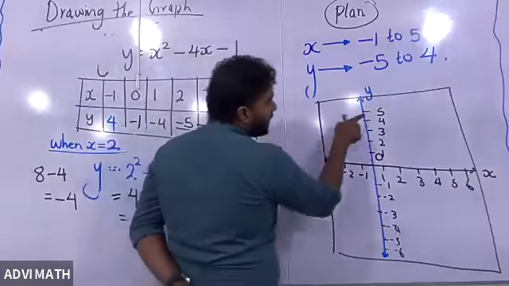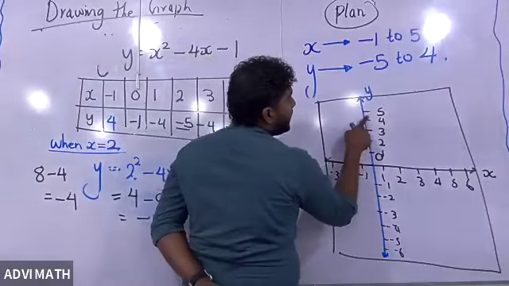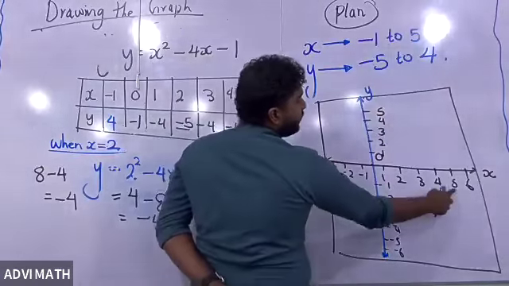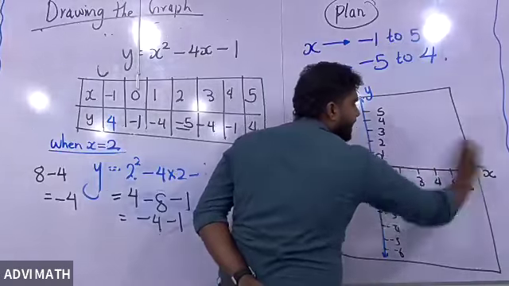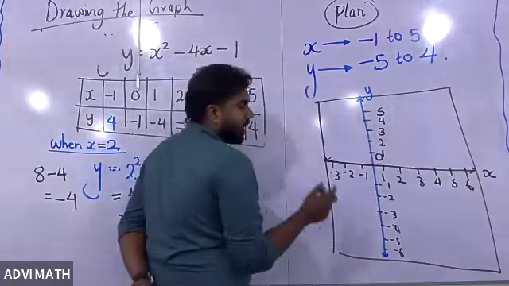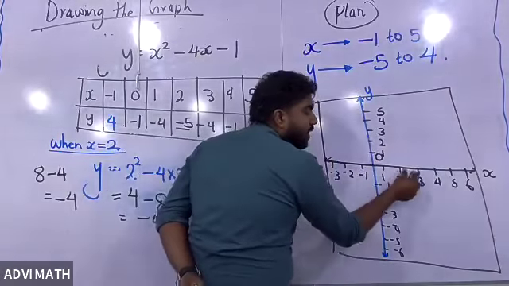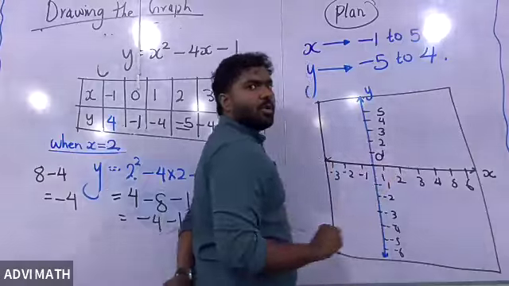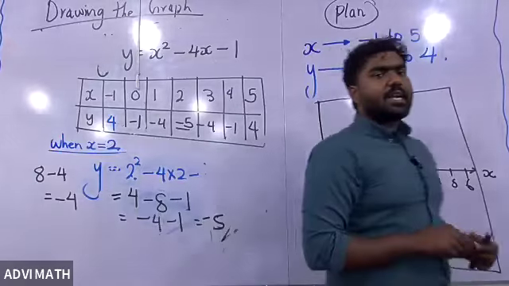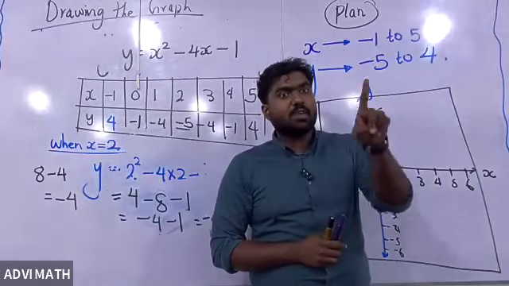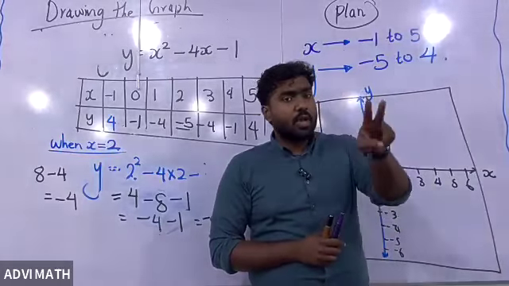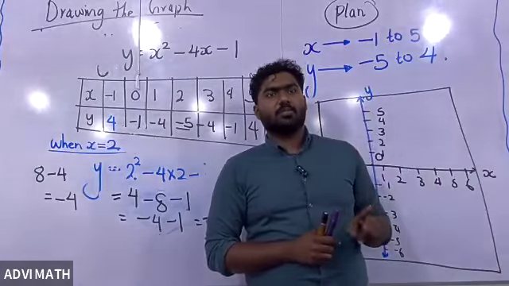Don't put it in the middle. Today I'm drawing until 5, no need for 6, but complete it fully and put it. And when you are taking, take equal gaps. And the most important part, if the question says take two small boxes, 2 square units as 1 unit.